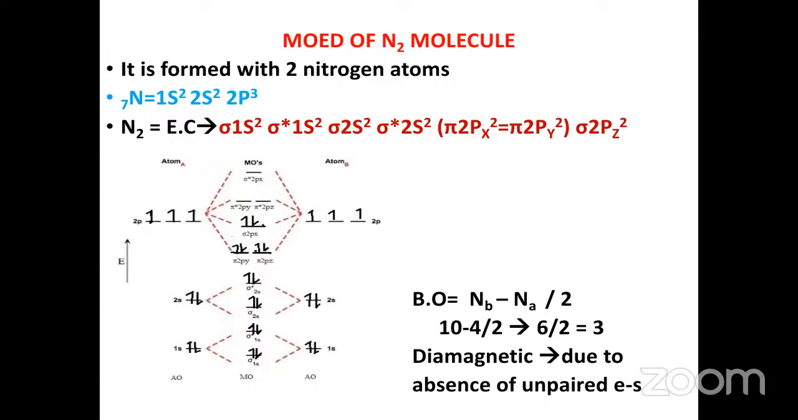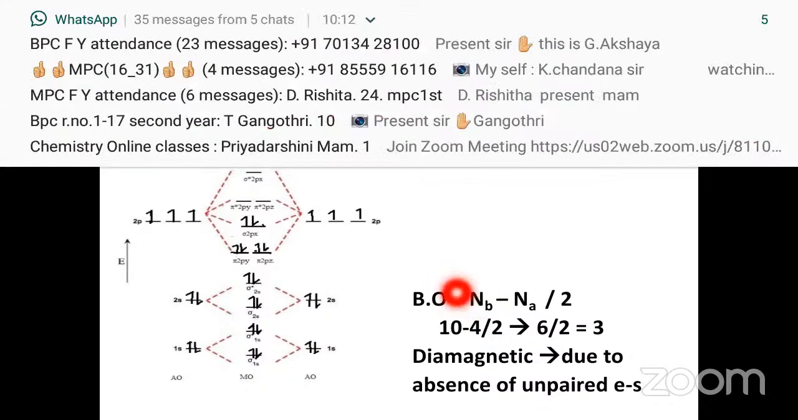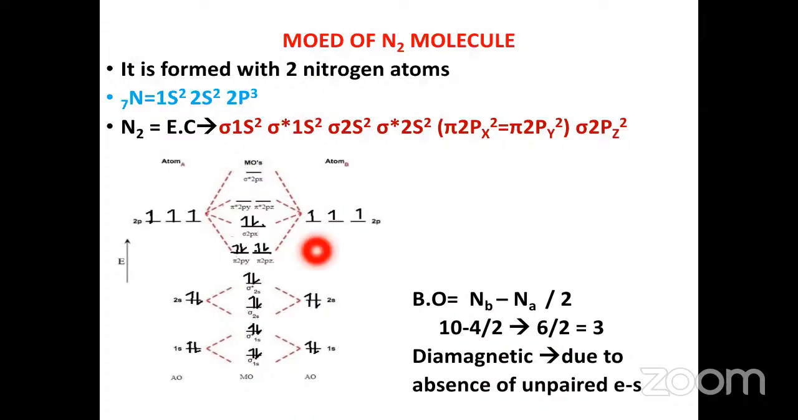Then bond order. The bond order is equal to NB minus Na by 2. Here NB is nothing but the number of electrons present in bonding molecular orbitals. How many electrons are there in these bonding molecular orbitals? You will count.